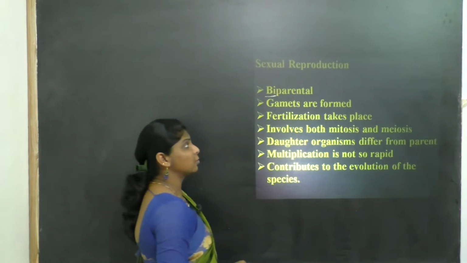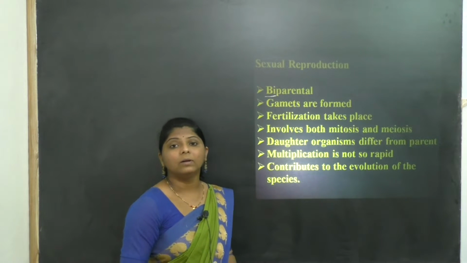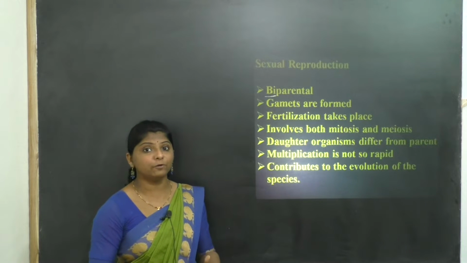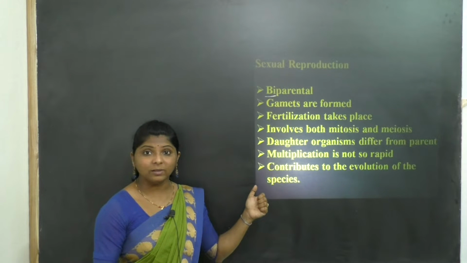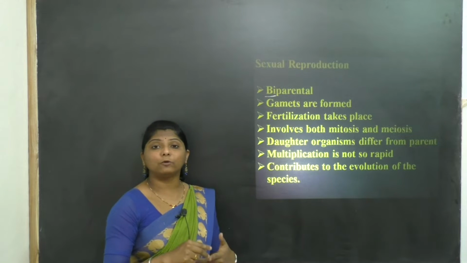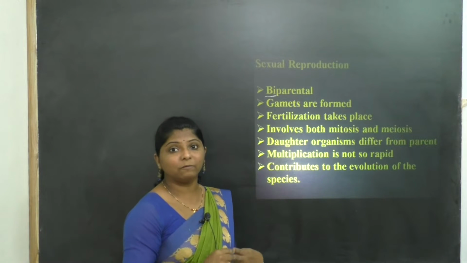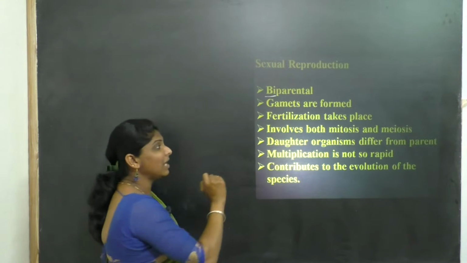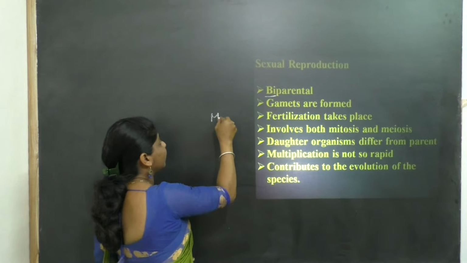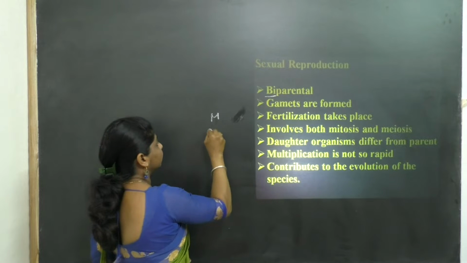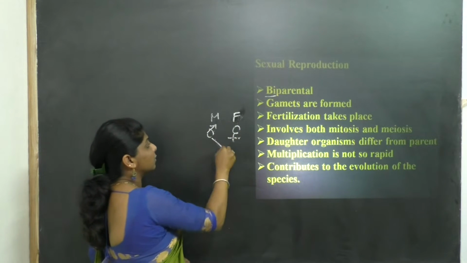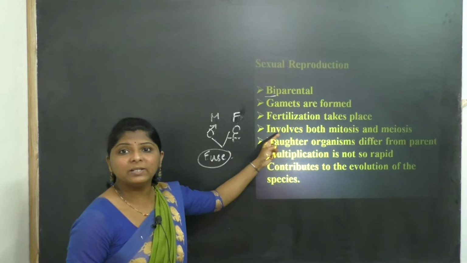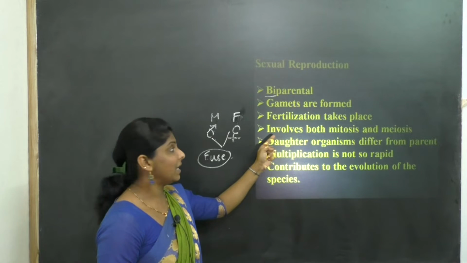Next, in sexual reproduction, the gametes have to be formed. I hope you remember when we discussed asexual reproduction, I said there is no formation and fusion of gametes, but when it comes to sexual reproduction, gametes have to be formed. That too, male gamete and female gamete. The formation of gametes is a must. Next, fertilization takes place, since there is formation of male and female gametes. This male and female gametes have to fuse. This fusion of male and female gametes is called fertilization. So in sexual reproduction there is fertilization.